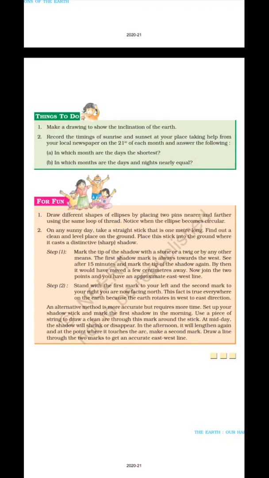Things to do. 1. Make a drawing to show the inclination of the earth. 2. Record the timings of sunrise and sunset at your place, taking help from your local newspaper, on the 21st of each month, and answer the following. A. In which month are the days the shortest? B. In which months are the days and nights nearly equal?